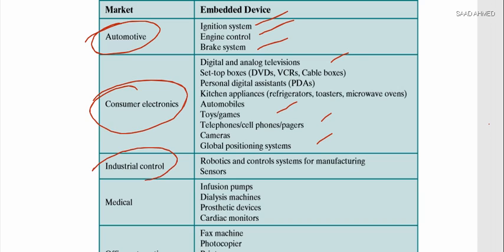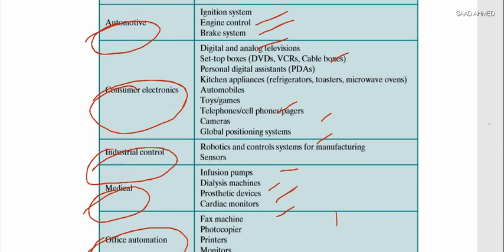Then industrial control, robotics and control systems for manufacturing, and sensing. In medical, you can see infusion pumps, dialysis machines, cardiac monitors and other devices. And of course in office automation, you can find these devices in your fax machine, photocopier, printer, monitor, anything you name it. So its market is very vast.